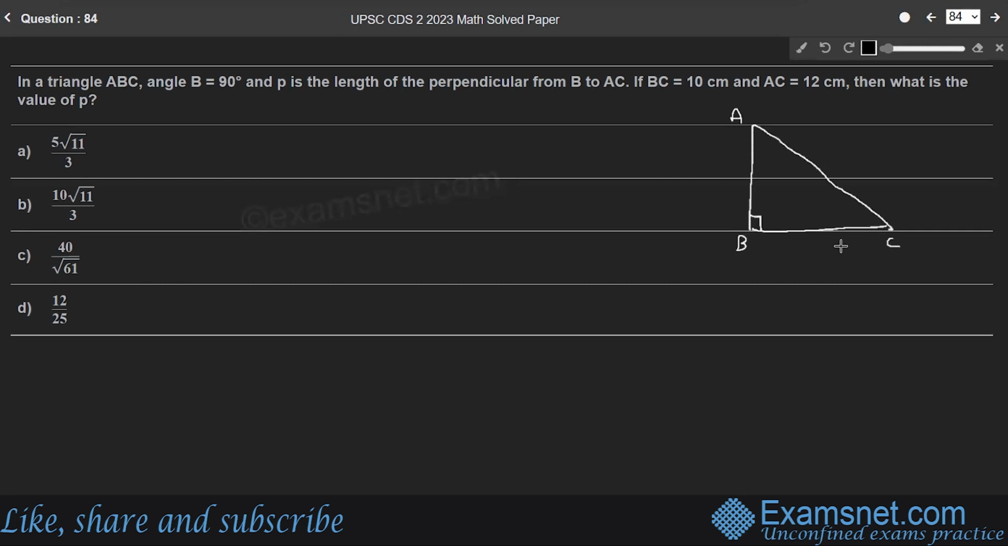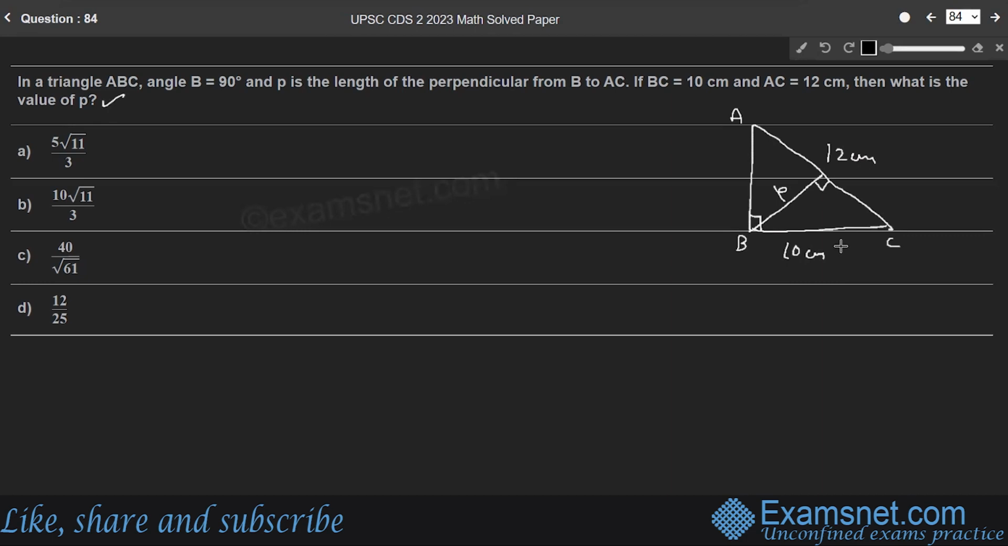P is the length of the perpendicular from B to AC. So let us draw a perpendicular from B to AC. This is the perpendicular, so P is the length of the perpendicular. BC is 10 centimeter, AC is 12 centimeter. Then what is the value of P?